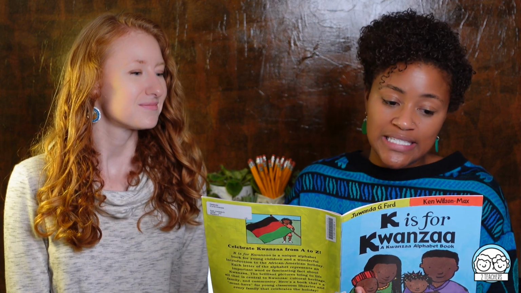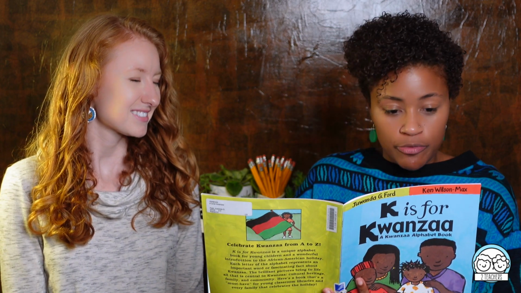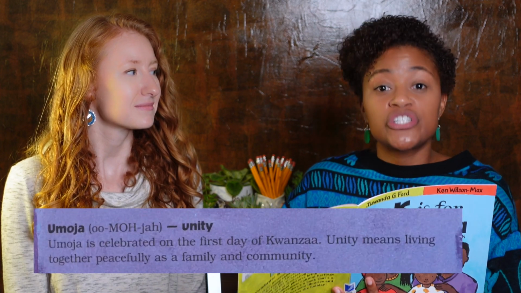Good job. There is a different principle for each of the 7 days. The principles are used to guide us through the Kwanzaa celebration and to help us think about the meaning of Kwanzaa. Although these principles are studied during this holiday season, we can continue to practice them every day. The first Kwanzaa principle is called Umoja, which is unity.